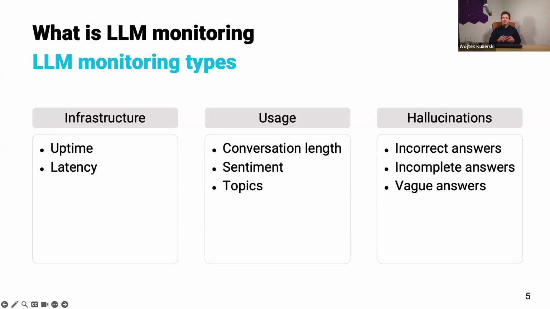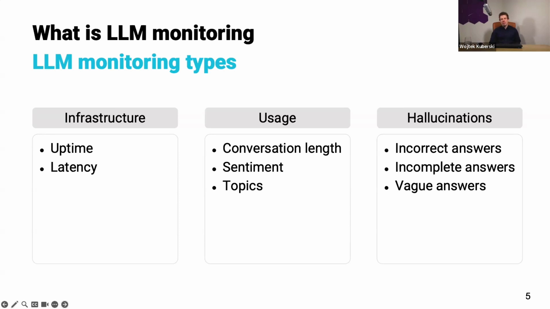The second one is monitoring LLM usage, where we'll monitor things like conversation length, the sentiment of the user and the LLM, and potentially the topics, to make sure that the LLM is used according to its intended purpose. If you have an LLM that should help your users purchase products, but most of the topics are focused on solving homework problems, then it's probably not used the right way.